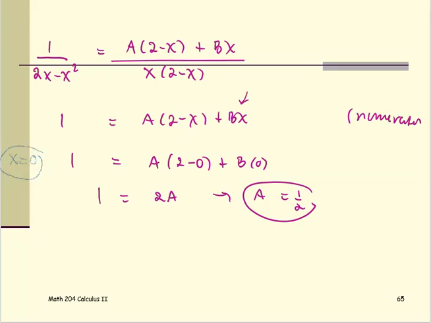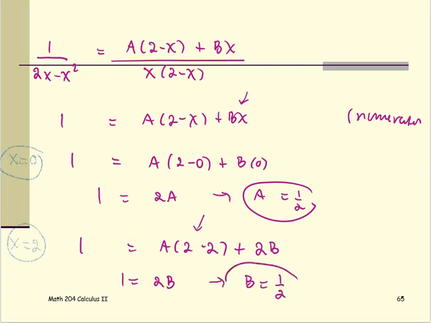In a similar way, now you pick another number. If x is 2, what happens to my equation? I will have 1 equals a times 2 minus 2 plus b times 2, or 2b. In this case, I eliminate the group of the a, so a is gone. Then I have 1 equals 2b, and solving for b, b equals 1 over 2, the same result as what I did with the other way. So there is more than one way to determine the numbers a and b, or the numerator part of the partial fractions.